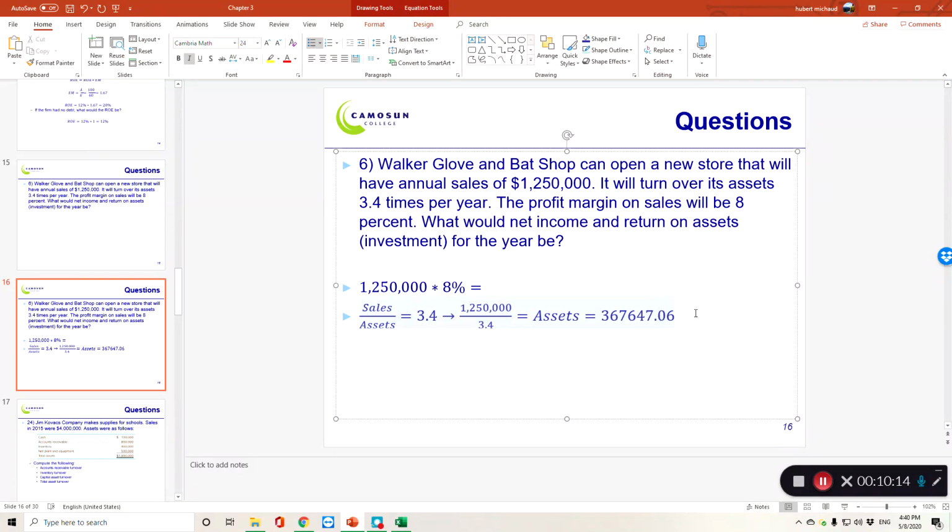Okay, sorry for the little delay here. This is an ugly number. But now that we found assets, now that we found net income, I should actually calculate it. I'll do that when I go back to Excel here. But we can easily find our return on asset.